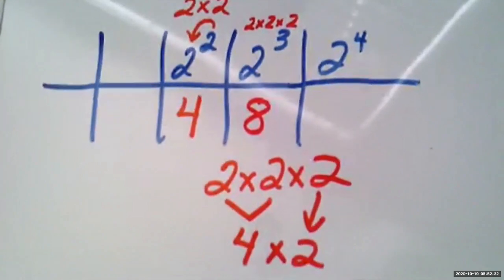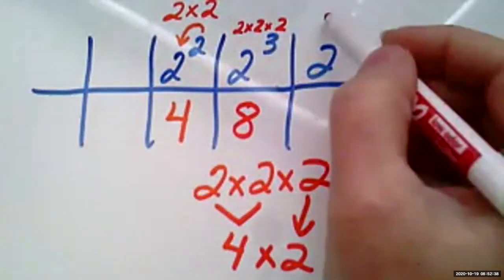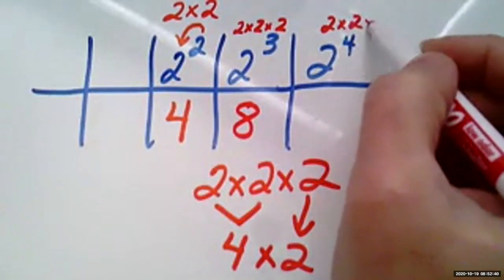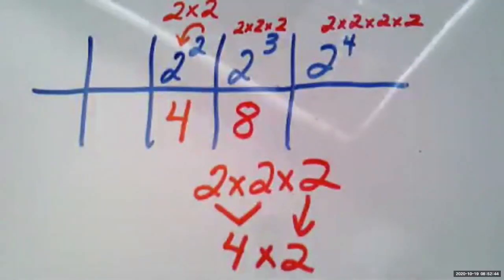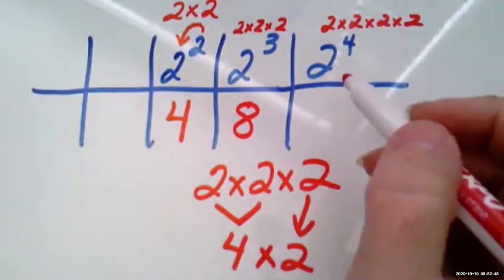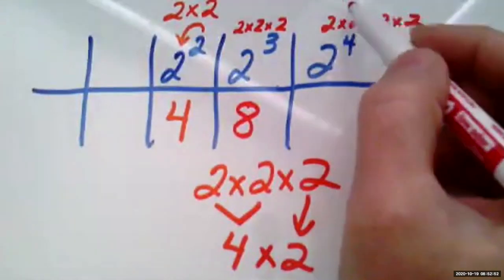Okay, let's take another one. 2 to the fourth power. 2 to the fourth power means 2 times 2 times 2 times 2. Yes, you have to write it 4 times. Now you're getting the hang of it. Yes, 2 times 2 is 4.